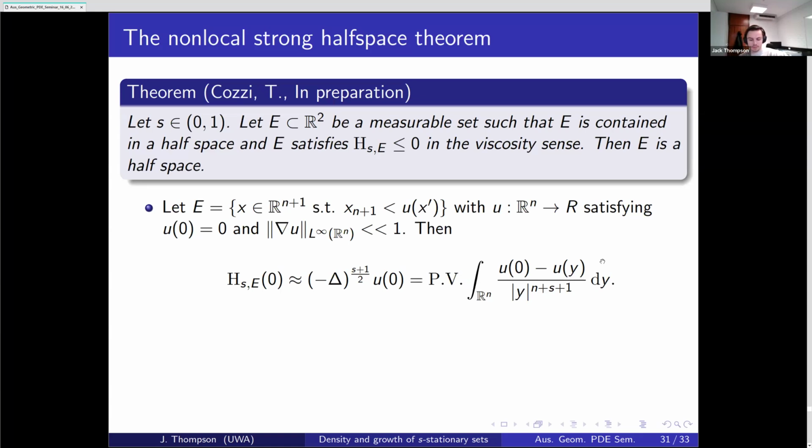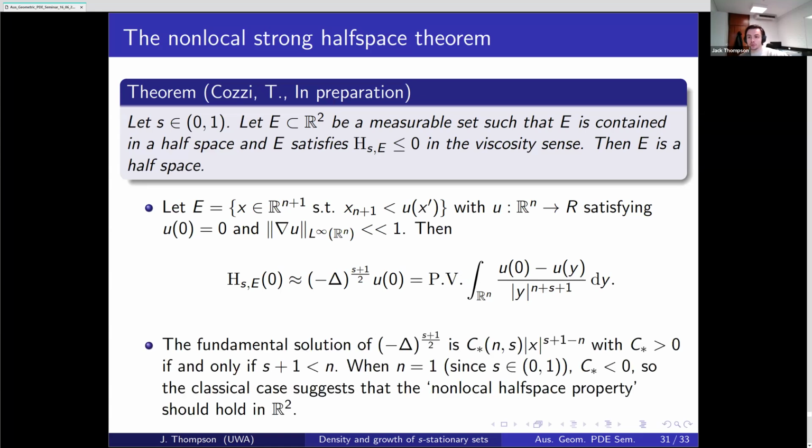Now, the reason I mention this is because the fundamental solution for this operator is known. And it's given by this, where this C asterisk is explicit. And it's positive if and only if s plus 1 is less than n. Now, given that s is between 0 and 1, the only time this is violated is when n equals 1, which is what led us to try this in a plane and not in general.